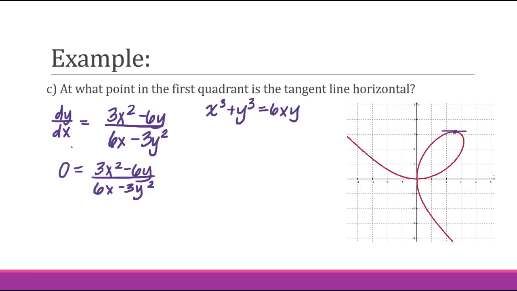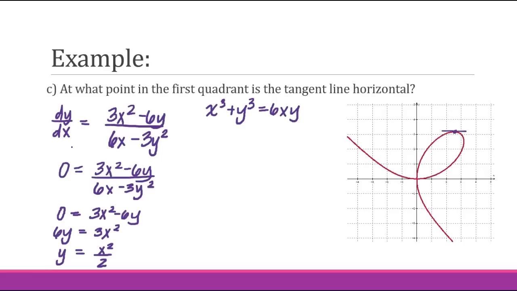So if I multiply by this whole denominator, essentially to set a fraction equal to 0, it's just setting the numerator equal to 0. So 0 equals 3x squared minus 6y, or we end up with the relationship 6y equals 3x squared, or y equals x squared over 2. So whenever the y value equals x squared over 2, that's where my tangent line is horizontal.